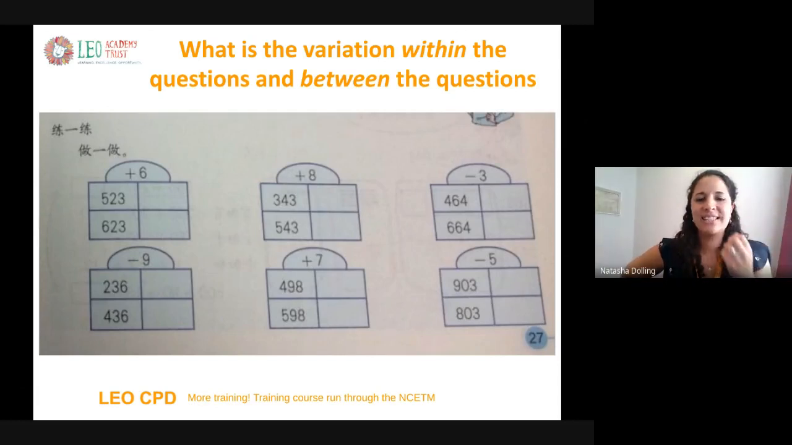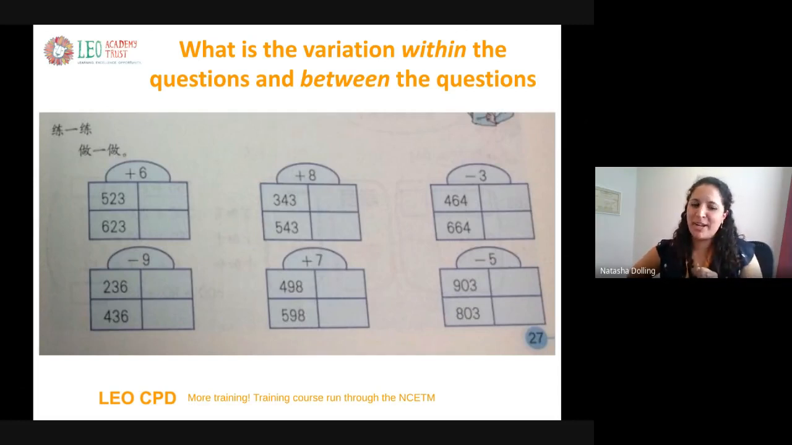And this is a classic example of procedural variation. And the Shanghai textbooks are really clever in this way because they've all been designed with this in mind. And now hopefully that makes sense in terms of variation, not variety. It's not that there's just a bunch of addition and subtraction questions on that page. It's been thought about and varied very cleverly.